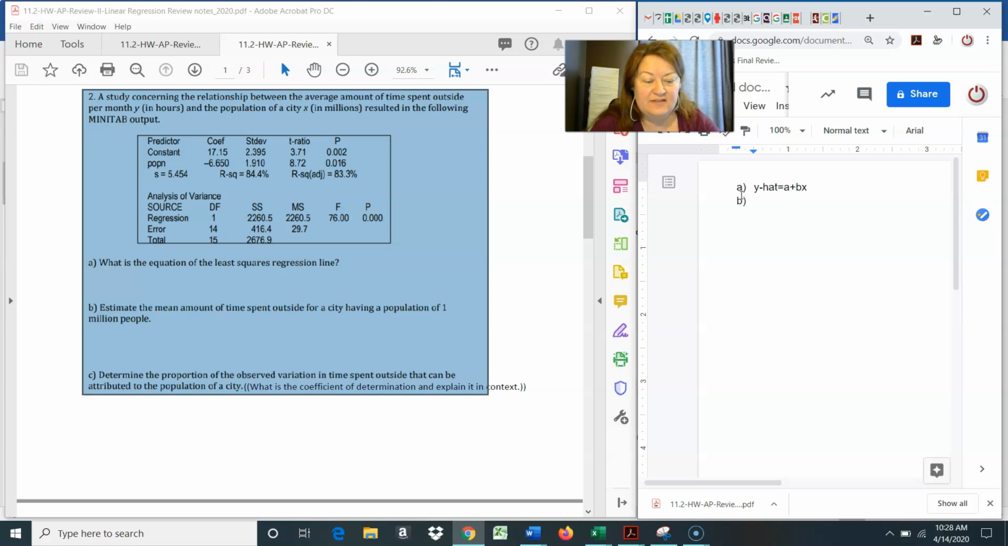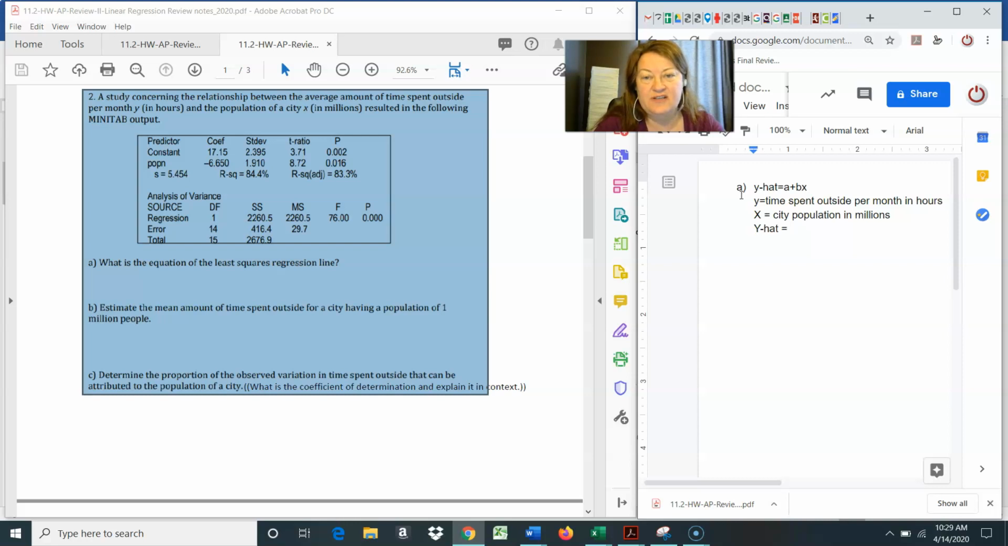In our case, what are the y values? Well, the y values are time spent outside per month. So y hat equals time spent outside per month in hours, and x is going to be equal to the city population in millions.